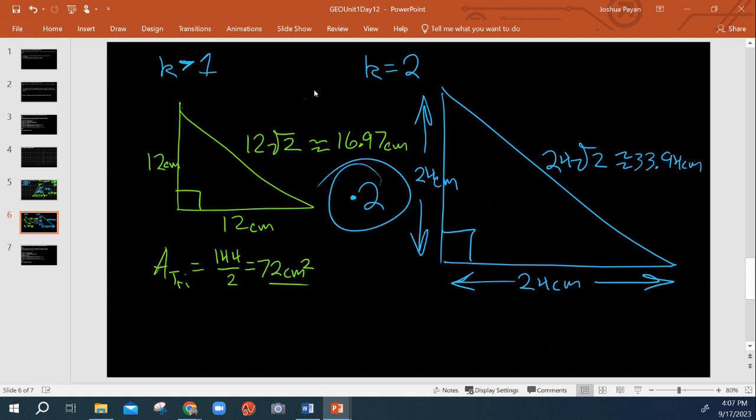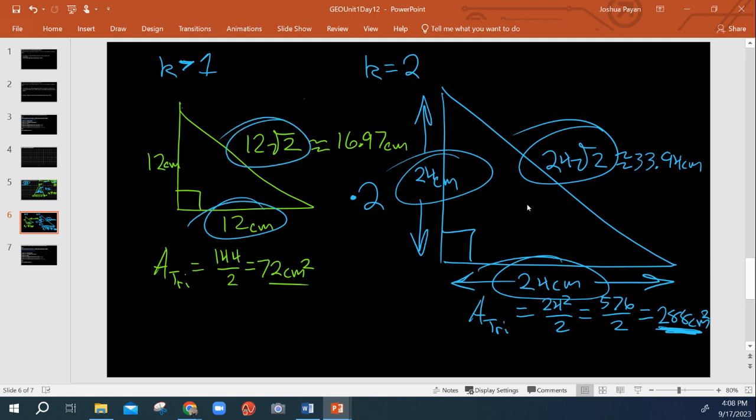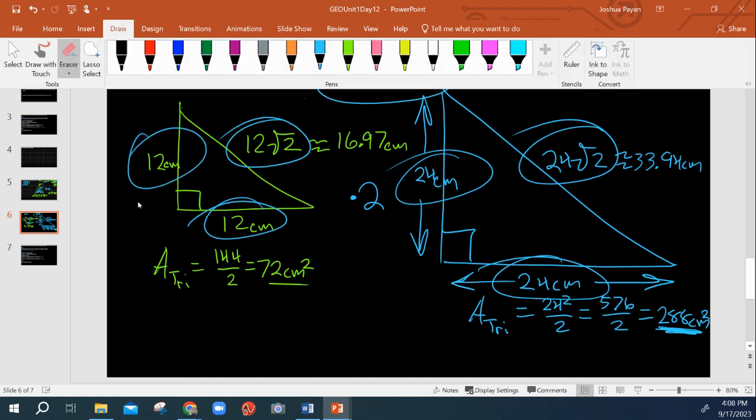And because we dilated by a scalar larger than 1, we know we're going to end up with a larger area. So 24 times 24, so 24 squared, is 576. The area of a triangle, of course, is base times height over 2, so that would be 576 over 2, which equals 288 square centimeters. And we see that pattern happening again. If I divide 288 by 72, I get 4 as my factor, and 2 squared is 4. But all I did was multiply each dimension by my scalar of 2, and that gave me my dilation.